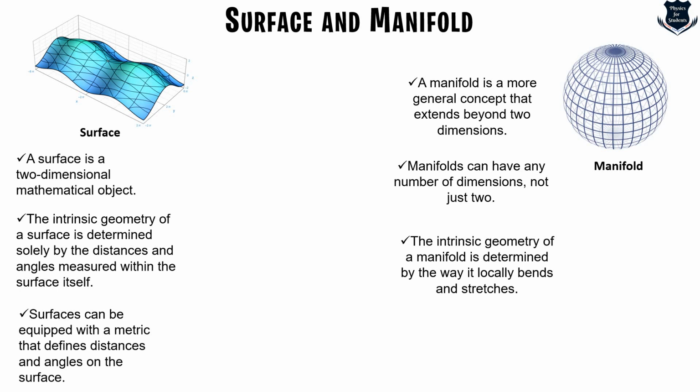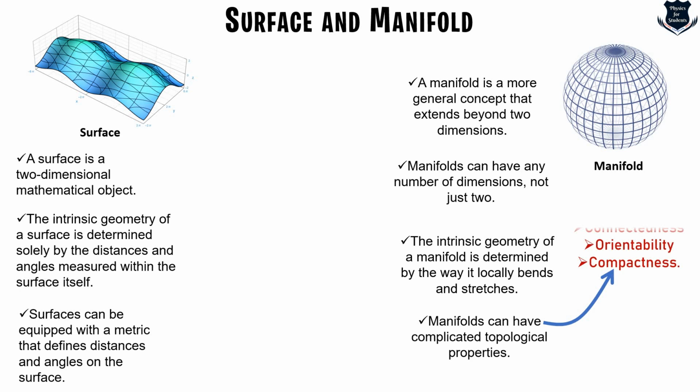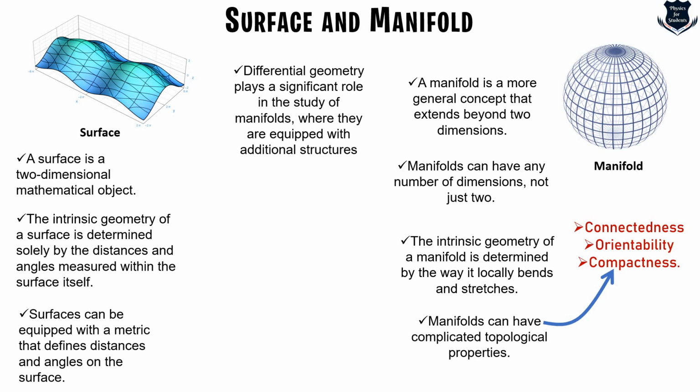You might ask me, what is global? Obviously topology. And what we see is that manifolds have many complicated topological properties. What are those? For example, connectedness, orientability, compactness. We will deal with this in the later part of the video, what it actually denotes. And we say that differential geometry plays a significant role in the study of manifolds, where they are equipped with additional structures. What are those additional structures? These are a metric, a connection, a curvature, geodesics and so on.